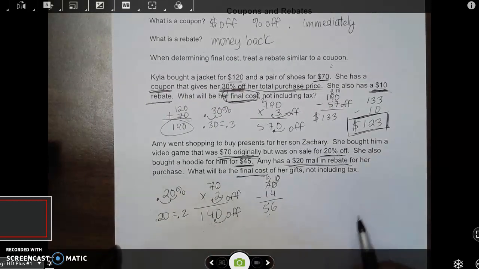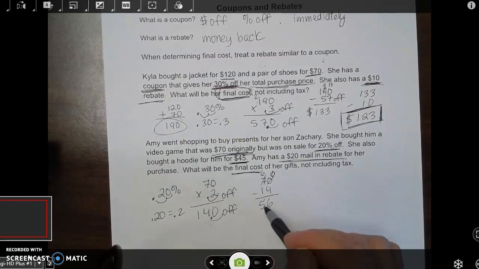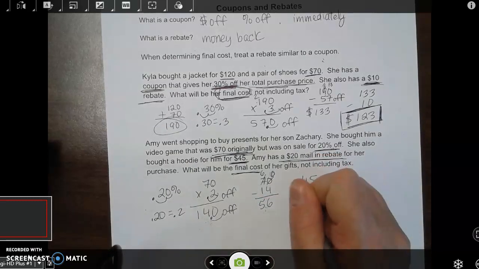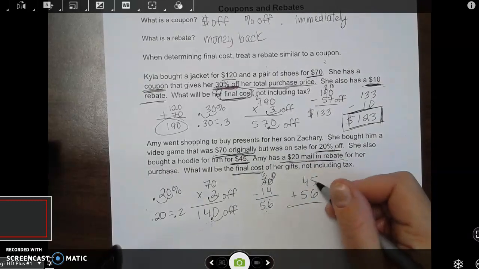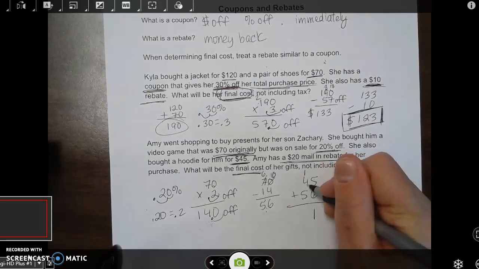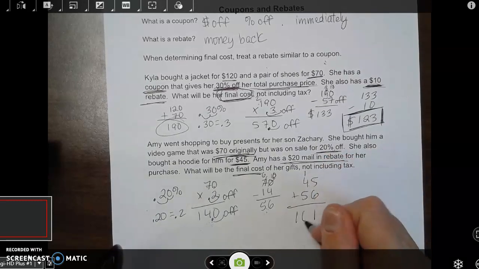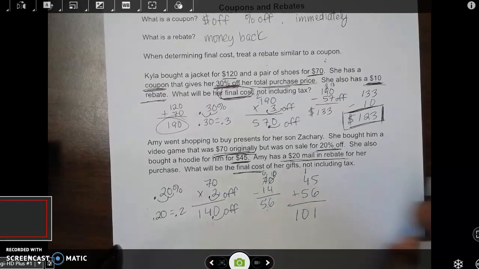She's buying a hoodie that's $45. So what do I do with those 2 numbers? We're purchasing these things. What do we do? Hopefully you know we're going to add. So how much is 5 plus 6? 11. Carry the 1. 5 plus 4 is 9. Plus 1 is 10. So 101. And again, that's with no tax. We're not dealing with tax today.